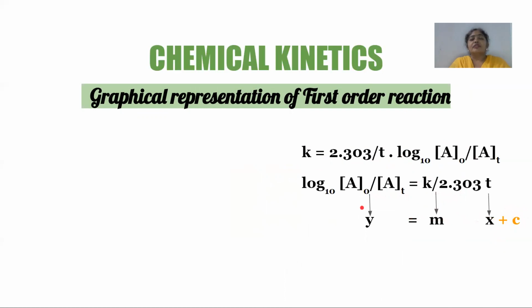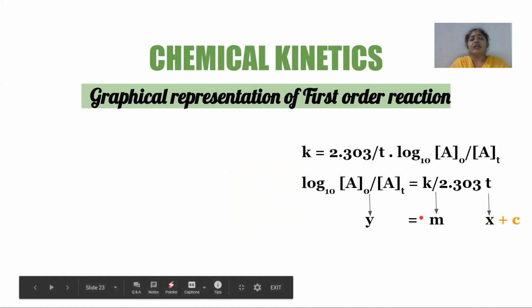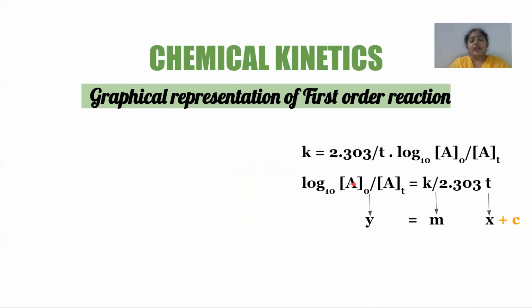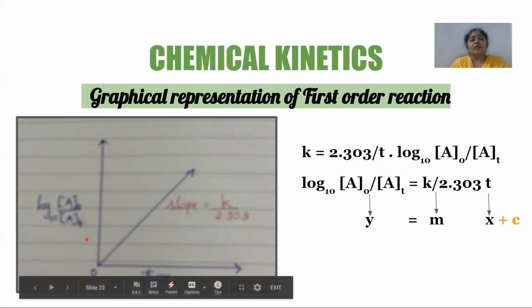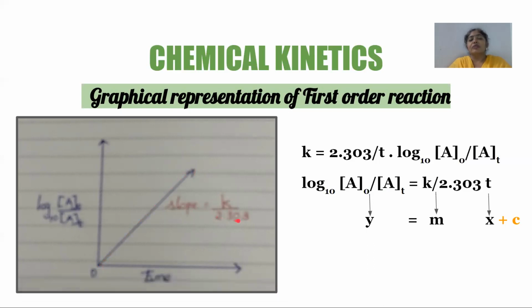Now again, as this equation suggests, this graph is going to be a linear graph passing through the origin, and there will be a linear relationship between log of A0 by At and the time. That means as time advances, the ratio of A0 by At will also increase. That means the logarithmic value increases, which means the ratio of A0 by At has to increase. Initially it is 0, so from 0 it goes on increasing. You can see the slope is a positive term, that is k upon 2.303. So as time increases, the log value of A0 by At also increases, indicating a linear relationship between them.